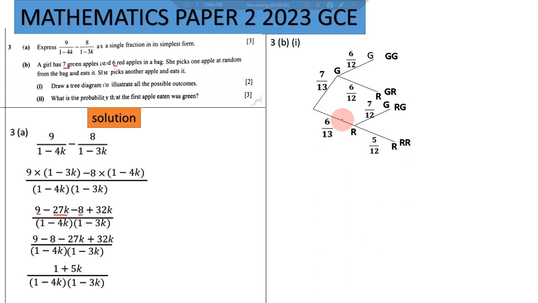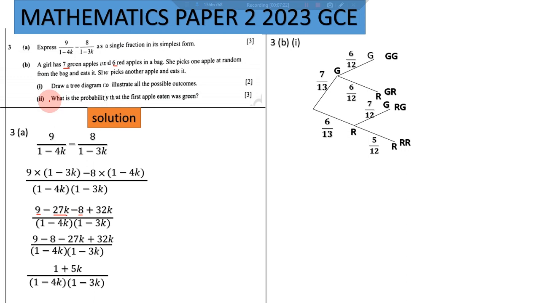Then on this second branch, a green apple was not picked. Okay, the green apple was picked in the first branch here, but the second branch, a green apple was not picked. So it will maintain the same numbers as 7. Then the total possible outcomes will reduce by 1 because the red was not replaced. So this is our tree diagram. Okay. So question 3b Roman numeral 1 is done.